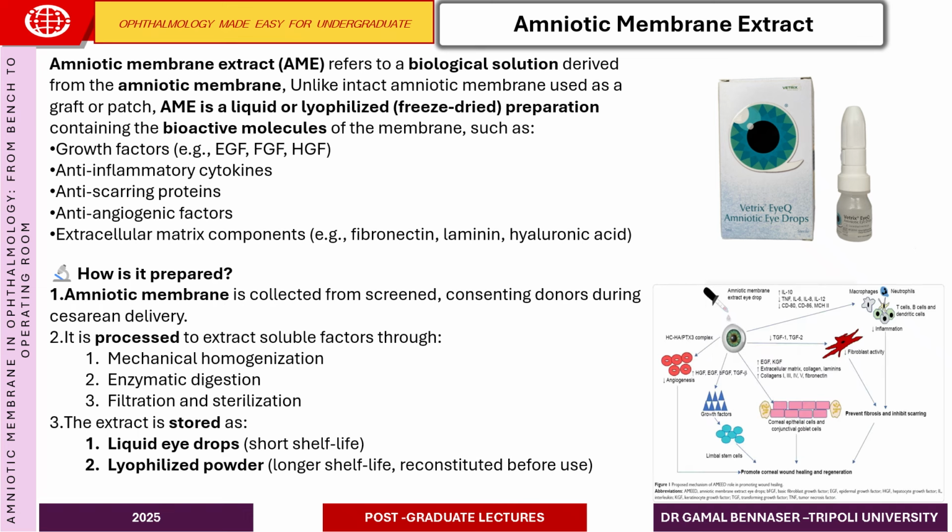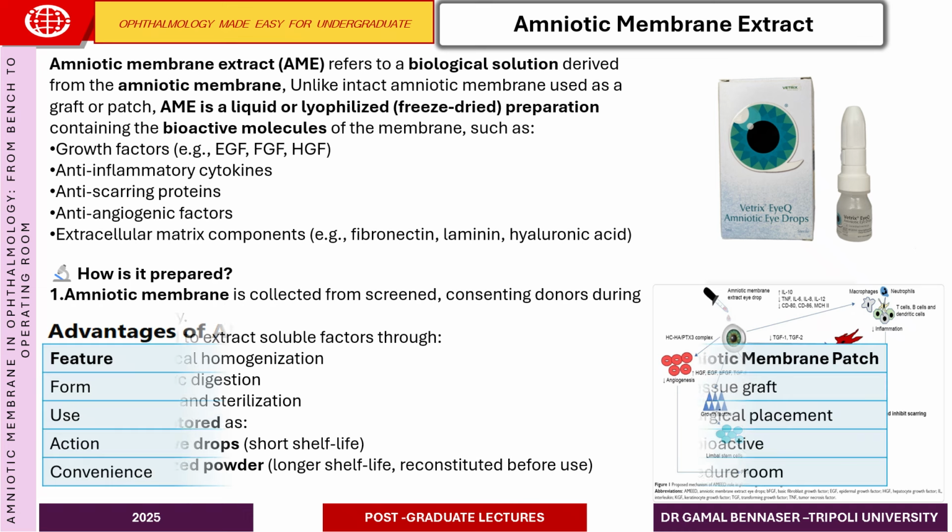And then they get frozen and, by special lyophilization and special preparation, can be used as eye drops. Now, the preparation for this amniotic membrane extract is simple. After selecting the amniotic membrane from the donor and screening, after the elective cesarean section has been done, this membrane undergoes mechanical homogenization, enzymatic digestion and filtration, so that the extract is stored as eye drops with a short shelf life, or with a somewhat longer shelf life as a lyophilized powder.